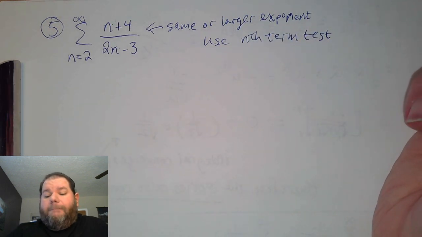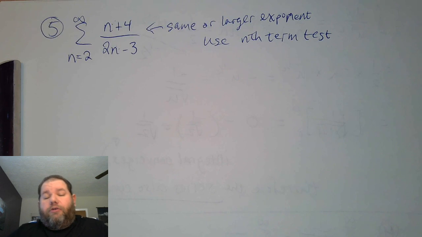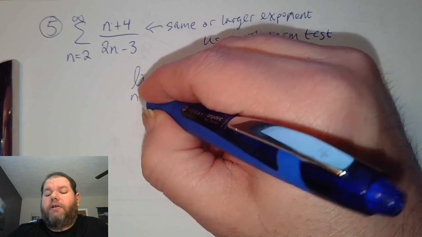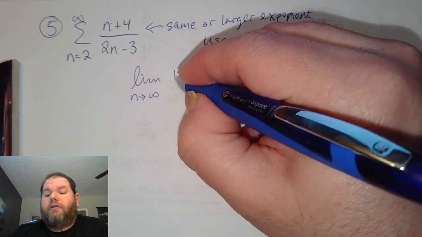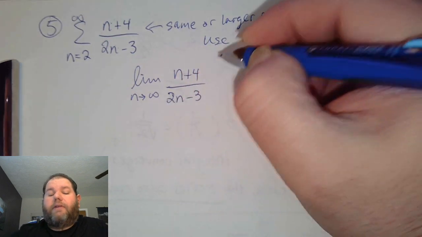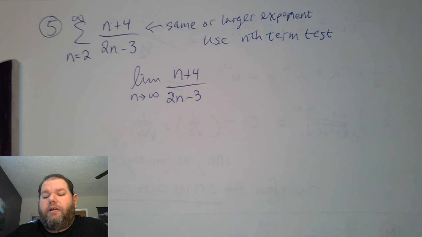Anyway, the nth term test can only be used to prove divergence. But it's pretty simple. All we have to do is take the limit of this expression as n goes to infinity. And if the limit is not equal to 0, then it diverges by the nth term test. And that's really all there is to it. It cannot prove convergence, but if the limit is not 0, then it absolutely diverges.